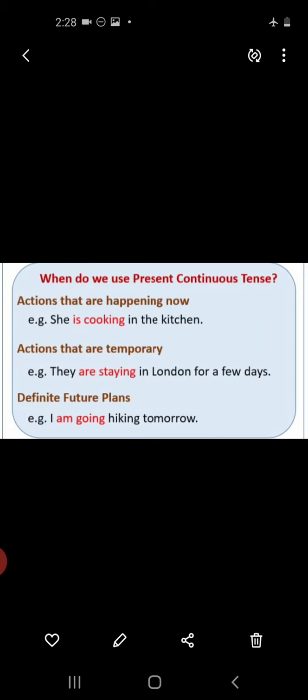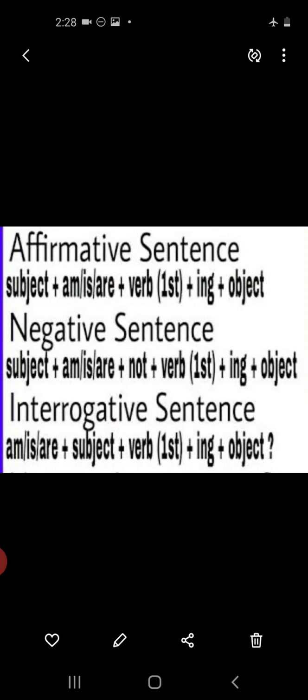Alright, it is also used to indicate an action taking place at the time but not necessarily at the time of speaking. And it is also used to show an action that is expected to take place in the near future. Have a look at the rules. To frame an affirmative sentence, we use is, am, are. Guys, in continuous tense, we use helping verb is, am, are plus the ing form. Alright, have a look at the structure.